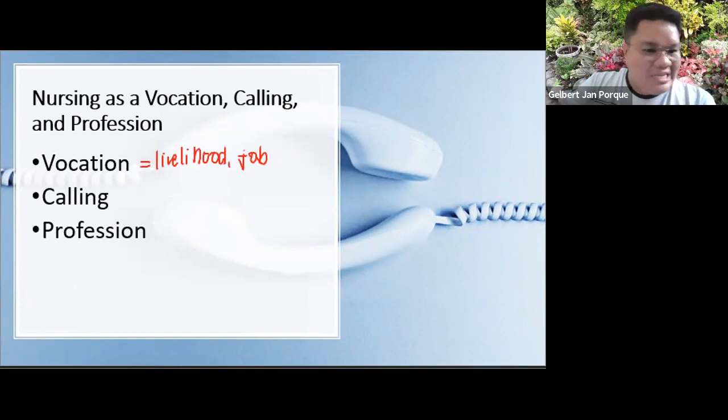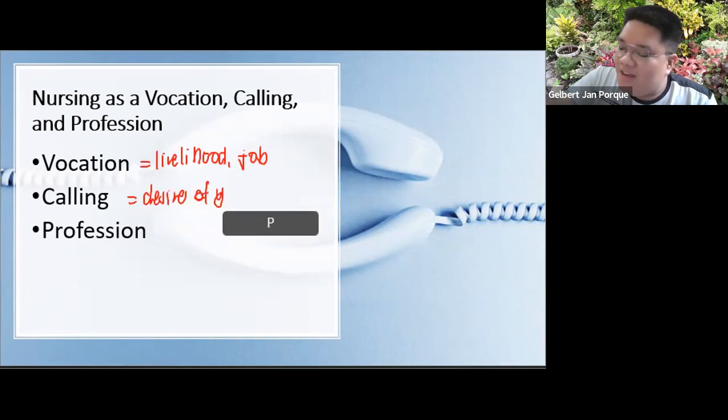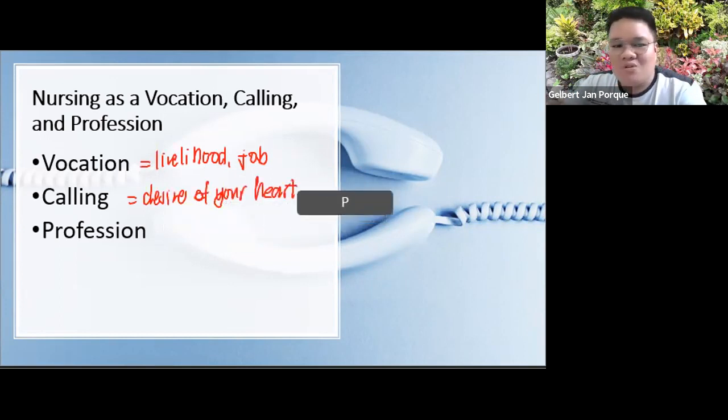Now, class, when I say calling, it is the desire of your heart. When I say calling, it is the desire of your heart. Kung baga, sinabi mong gusto mo talagang maging nurse. I really wanted to be a nurse. Even when I was a child, I wanted to be a nurse because I wanted to care for people. That is calling.